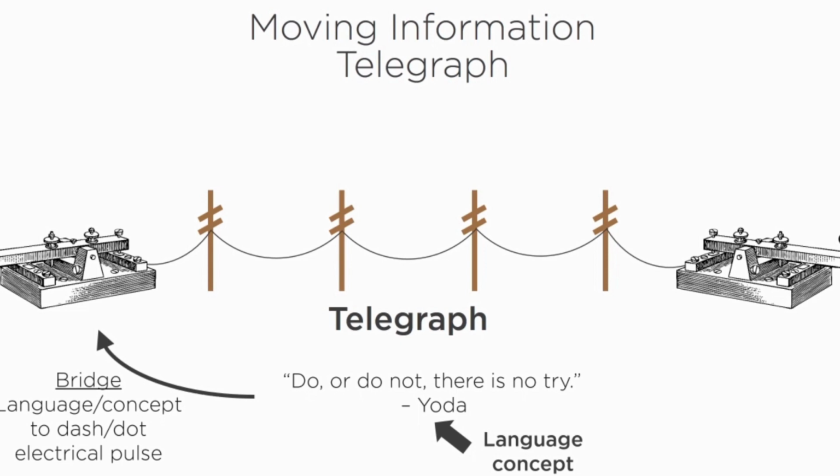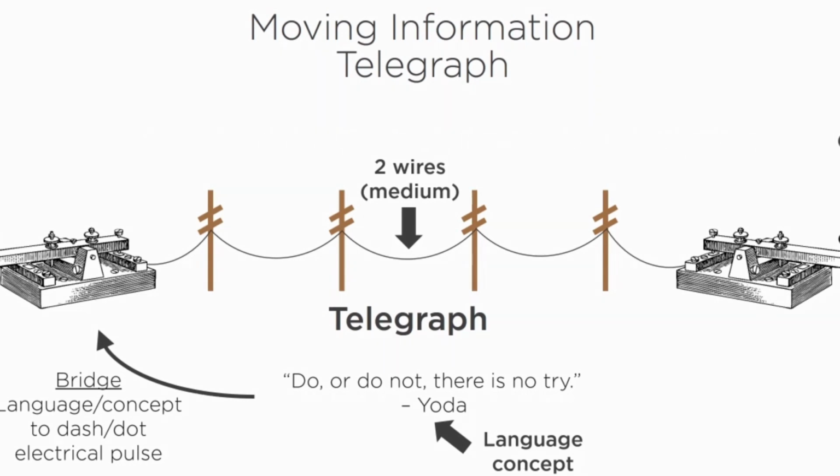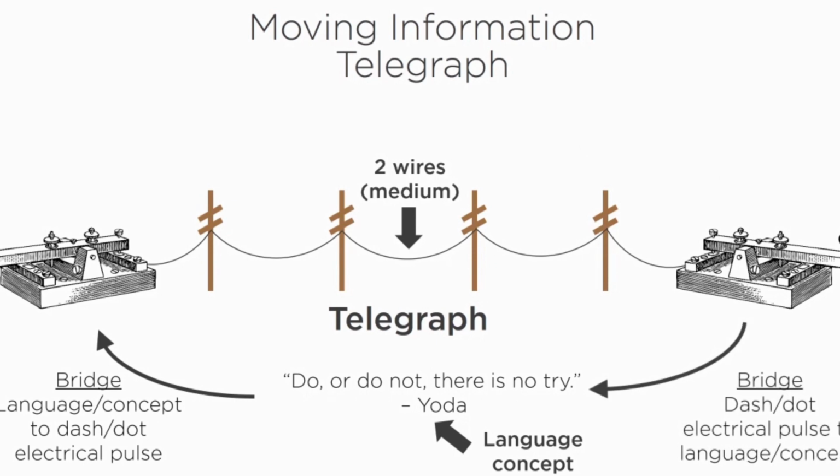This is Samuel Morse's code, called Morse code. Samuel Morse invented it, and what we're going to do is convert our message, "do or do not, there is no try," into dashes and dots. Once they're converted into dashes and dots, we can send that information over these two wires to the other machine. The other machine's lever will go up and down, which means that the telegraph operator at the other end can convert it back from dashes and dots into the language and concept of "do or do not, there is no try," and communicate it with Luke Skywalker.